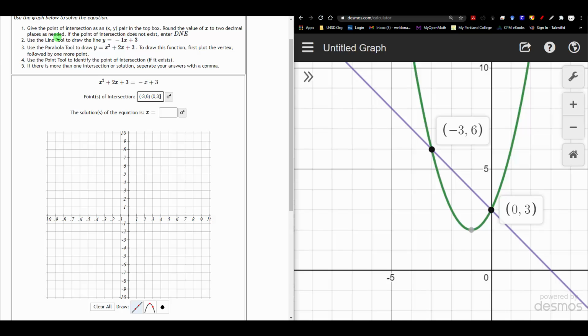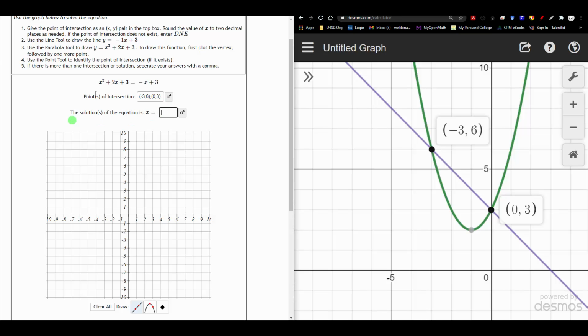And it does say if there is more than one intersection or solution, to separate our answers with a comma. So I'm going to go in between my two intersection points. I'm going to put a comma there and make sure that I follow those instructions carefully. Okay, so there's my 2 points of intersections.